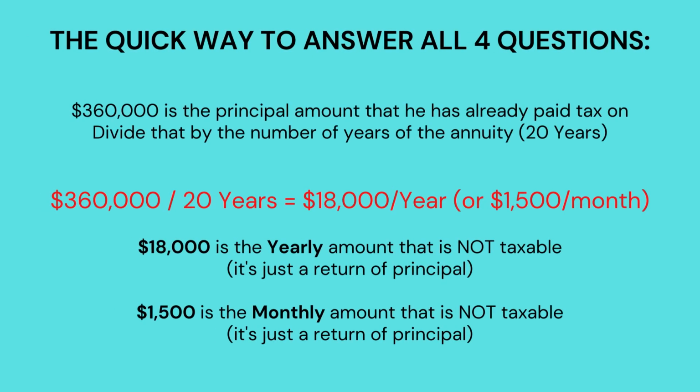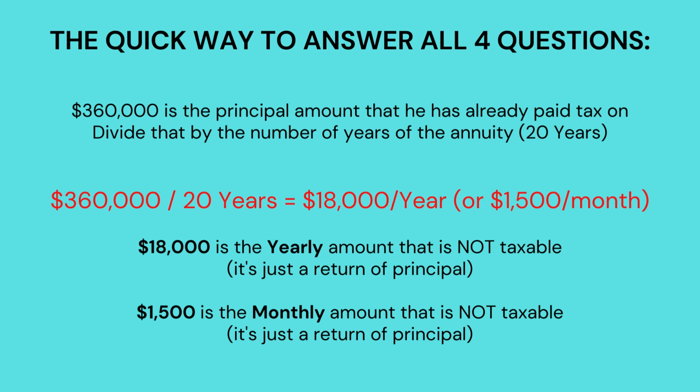Like I said, here is what I consider the quick way to answer all four questions. I simply take the lump sum that was given to the insurance company and divide that by the number of years of the annuity. Now, in this case, it's $360,000. That's the amount that Cameron gave to the insurance company. He already paid taxes on it, and that's his principal. So he would not have to pay taxes on that again. So this $360,000 would be non-taxable. All I do is divide that by the number of years. In this case, it's 20.